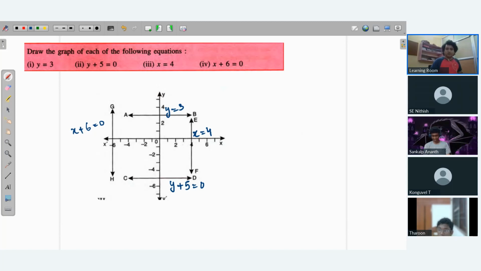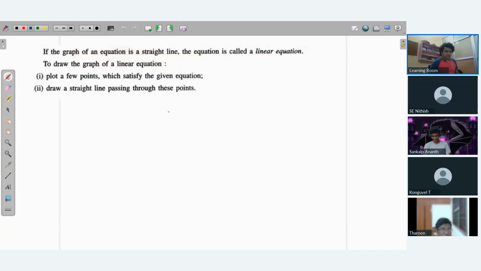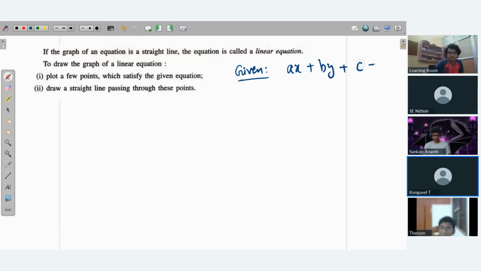Okay, so moving on. Let's see how to plot a general linear equation in a Cartesian plane. There are equations like this. You will be given an equation of this form. Then what are we going to do? We are going to create 2 points.